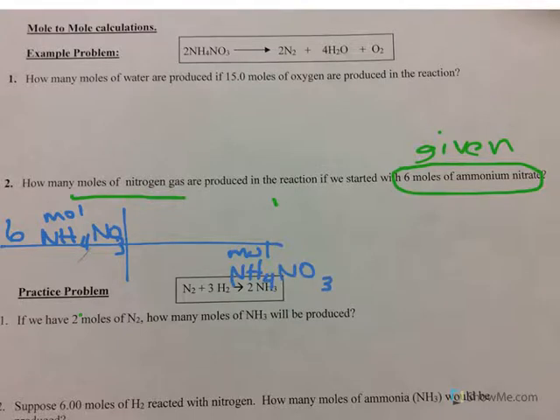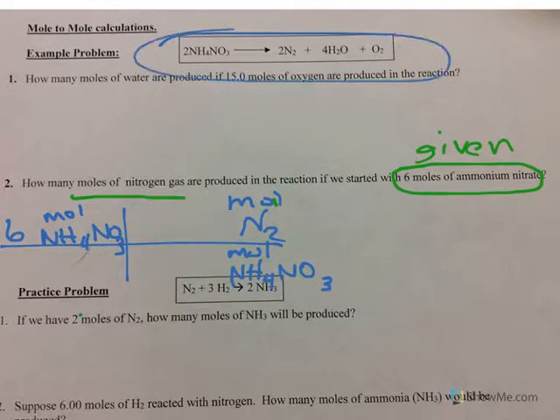Now I'm trying to get to moles of N2. Can I do moles over moles? Yes, as long as I have a balanced equation, which I do. All right, so now I'm going to circle moles over moles and label that my mole ratio.